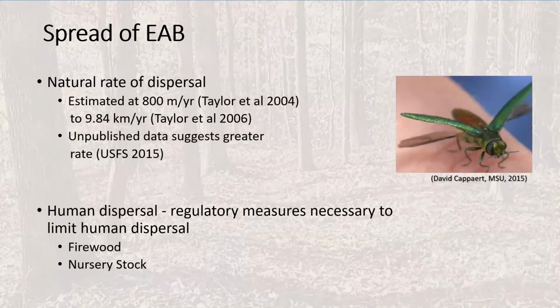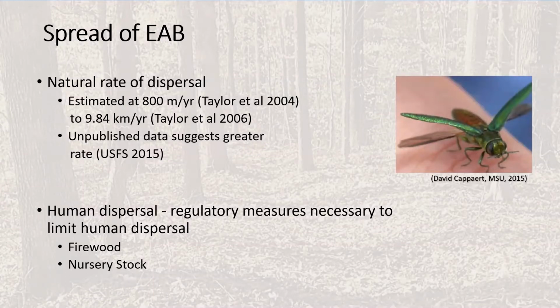So how's it spread? There's been some research that has shown different rates of natural dispersal. The same researchers showed a difference in one study of just about 800 meters a year to about 9 kilometers a year of what we think is the estimated natural dispersal. Some data suggests a greater rate, but really what we've seen with this pathogen is it's the movement of firewood that has spread it so rapidly.